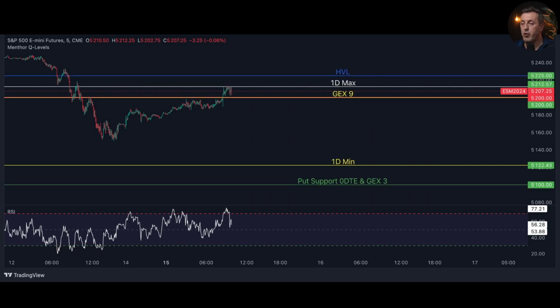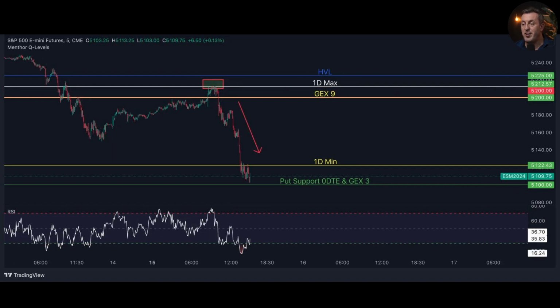Now we can add the MenthorQ levels. The price is hitting the one-day max level. This can give us a clearer picture of the market. We can also overlay it with our technical indicators for confirmation. We can now plan this trade a little bit differently. We can plan our short trade instead of going long. The levels work perfectly and we see a strong move to the downside. The price moves all the way down to the one-day minimum for the day.